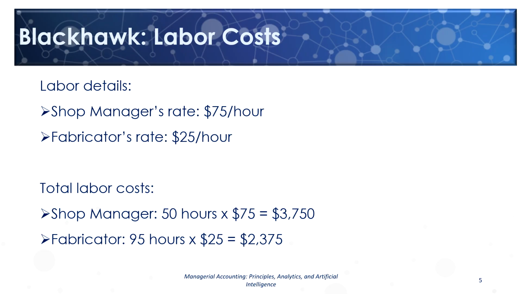This slide breaks down labor costs. The shop manager worked 50 hours at $75 per hour for a total of $3,750. The fabricator worked 95 hours at $25 per hour for a total of $2,375. So, total direct labor cost is $3,750 plus $2,375, which equals $6,125.